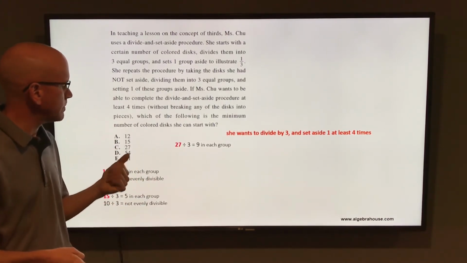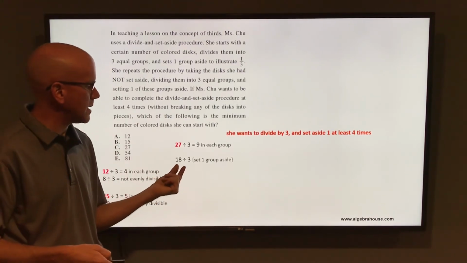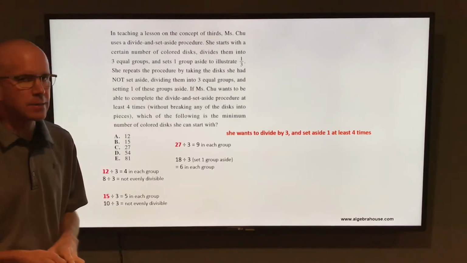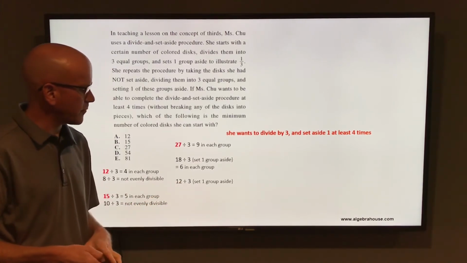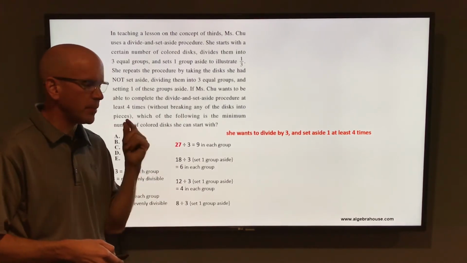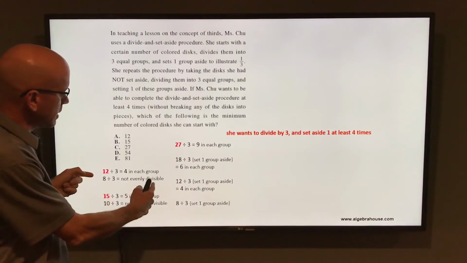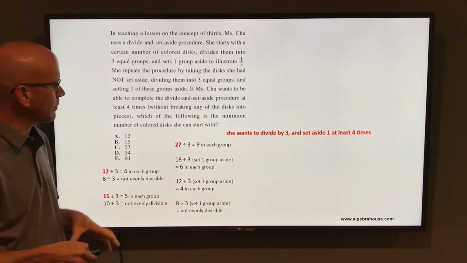Try 27. 27 divided by 3 is 9. Setting 9 aside makes 18. 18 divided by 3 is 6. Now you're setting 6 aside. So you're looking at 12 divided by 3, which is 4. Still working. So far, so good. Set 4 aside. You're dividing 8 by 3, but that's a problem because just like back here, 8 is not divisible by 3. So move on to the next one, 54.